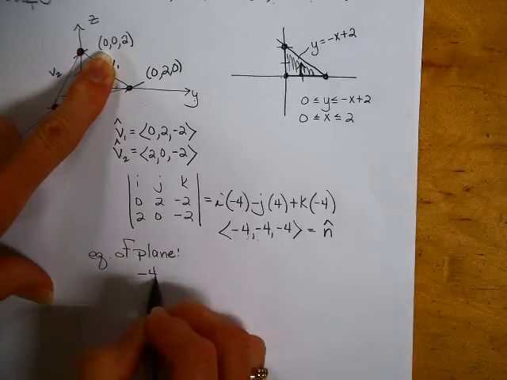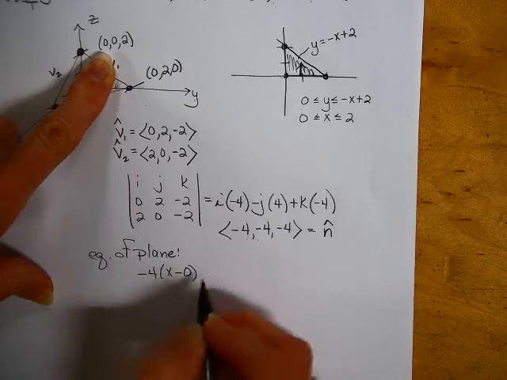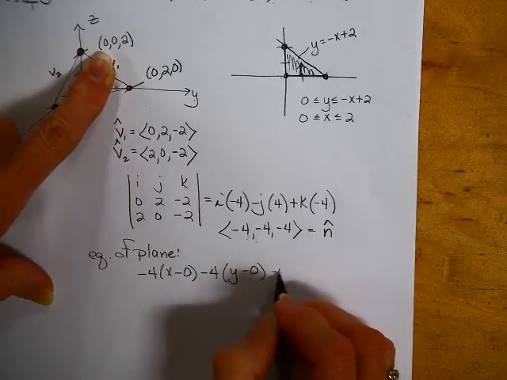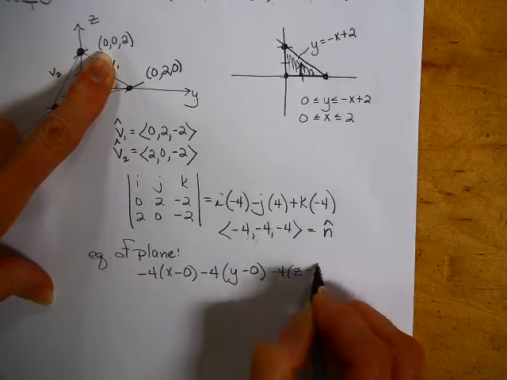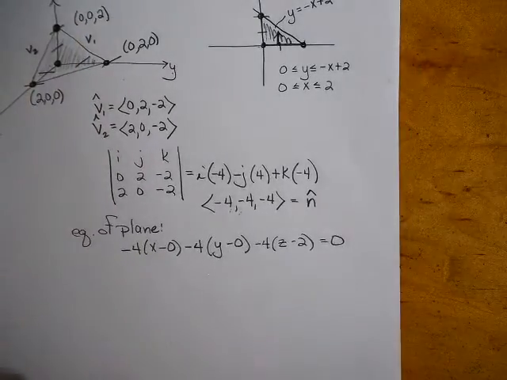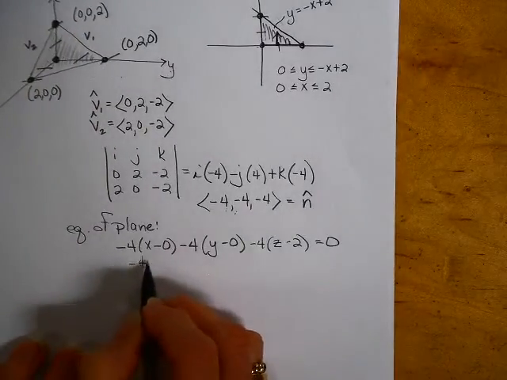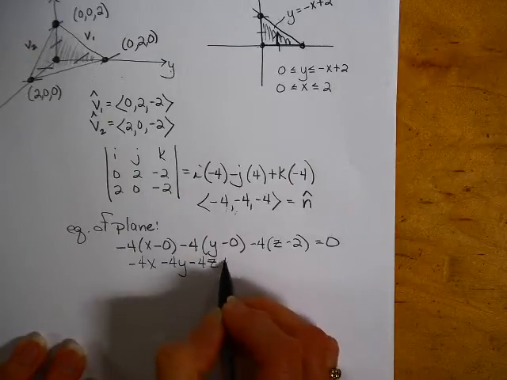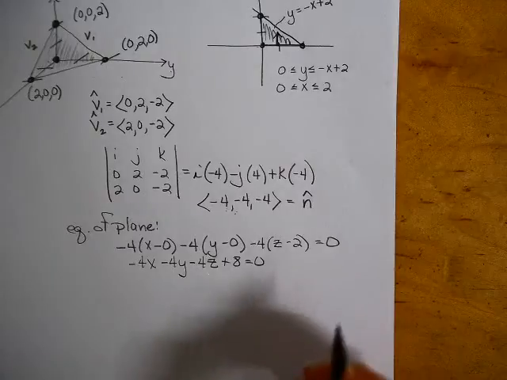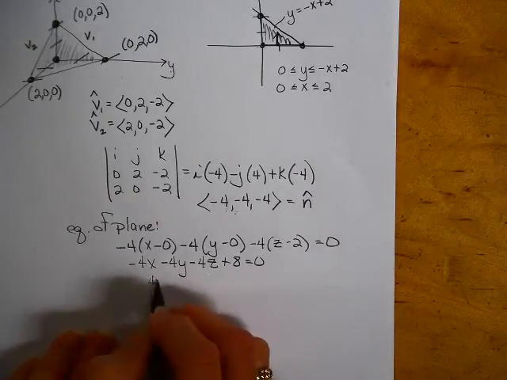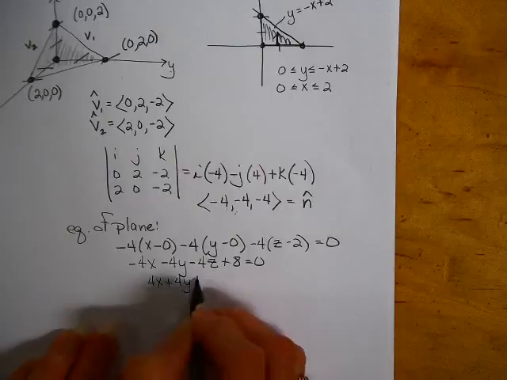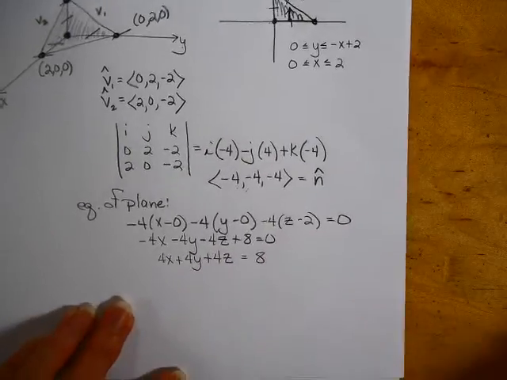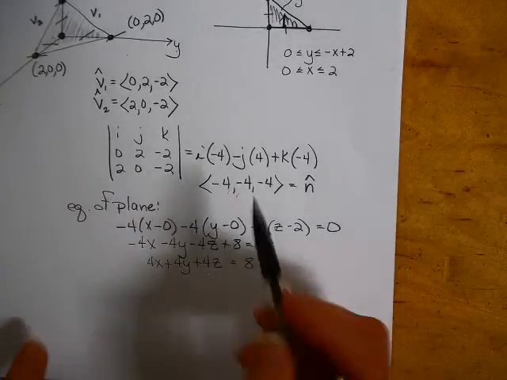is negative 4 times x minus 0, minus 4 times y minus 0, minus 4 times z minus 2, equal to 0. Negative 4x minus 4y minus 4z plus 8 is equal to 0. So 4x plus 4y plus 4z is equal to 8. That's the equation of the plane. That's right there.